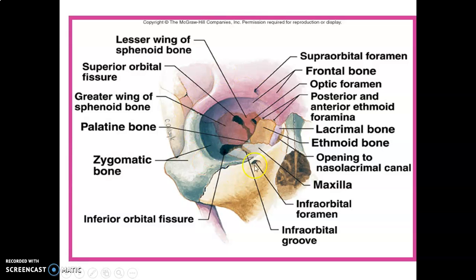So those are the boundaries of the orbit. When they ask you what are the boundaries of the orbit, that's how you're supposed to approach it. You tell us what is superiorly, frontal bone and lesser wing of sphenoid. Laterally, zygomatic bone, frontal process of zygomatic bone, zygomatic process of frontal bone, and greater wing of sphenoid. Medially, lacrimal bone and ethmoid. Inferiorly, you have maxilla and zygomatic bone.